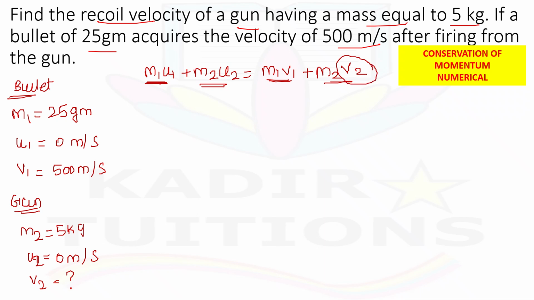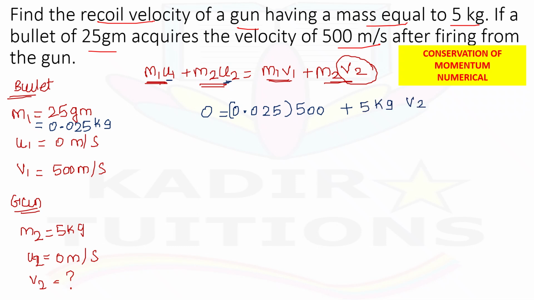All the other values we know, so we are just going to substitute and find the value of v2. But before that, the mass of the bullet is in gram, so we have to convert that to kg. It will become 0.025 kg. Now we are going to substitute all the values. We know that u1 is 0, u2 is also 0, so our LHS is going to be 0. And on the RHS, m1 is 0.025 into v1, which is 500, plus m2, which is 5 kg, into v2.